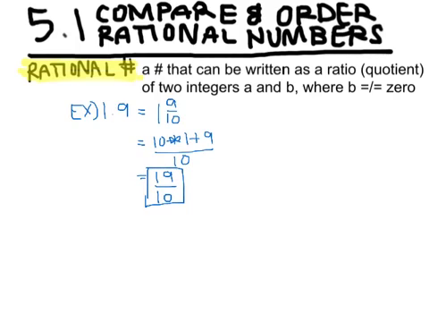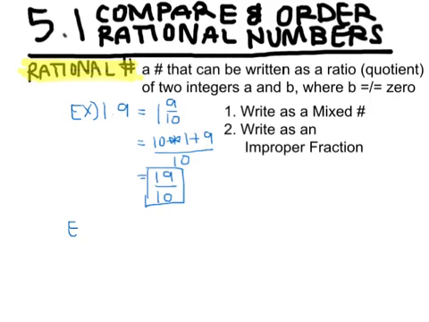Let's make sure that it's checked. Can it be written as a ratio? Yes. Are both of those numbers integers? Yes. And is the denominator not 0? Yes. So 1.9 or 1 9/10 is a rational number.